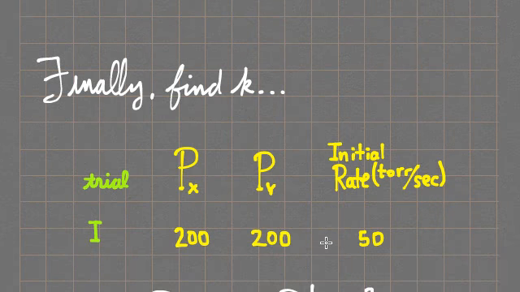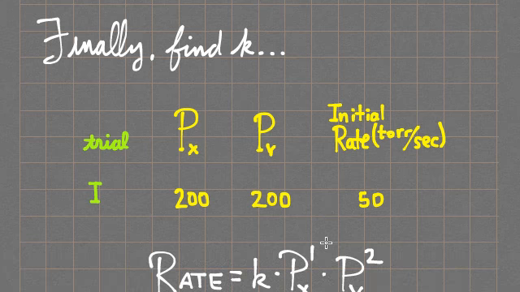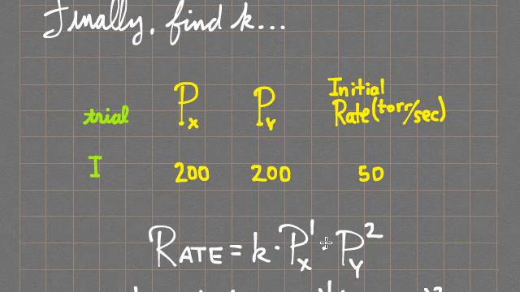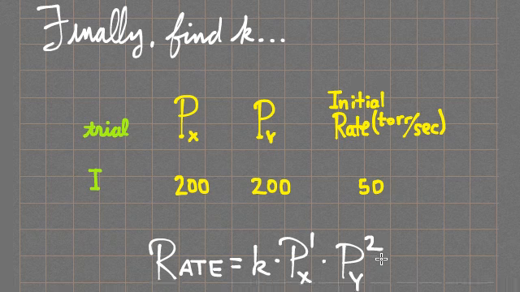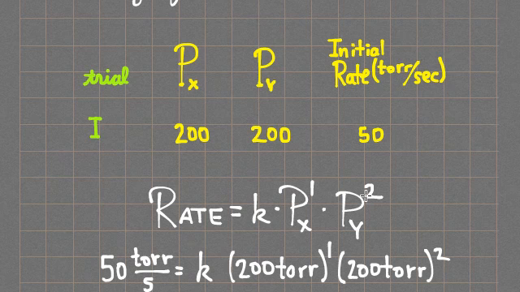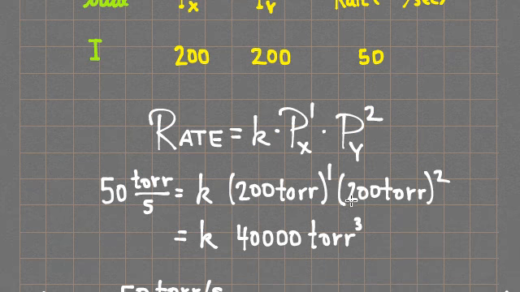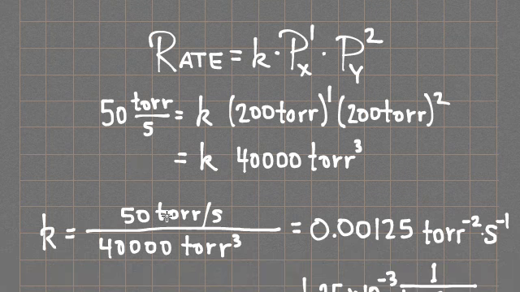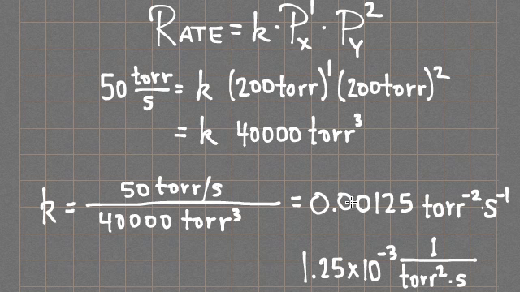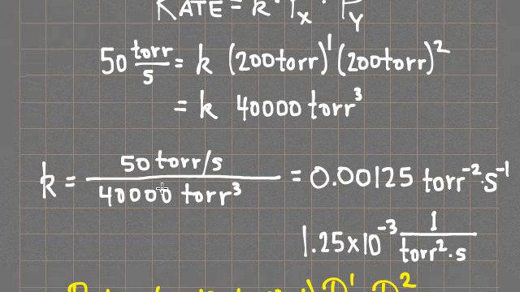So finally, I could use, say, trial 1 data and my newly discovered rate law to plug and chug. 50 for the rate, 200 for this pressure, 200 for this pressure. We just discovered a second ago that this was second order with regards to the pressure of Y. And so I take 200 there, 200 there, square this one. Torr squared times another torr, torr cubed. 50 torr per second, keeping track of my units, comes out to a small constant. 3 torr down there, 1 torr up there.